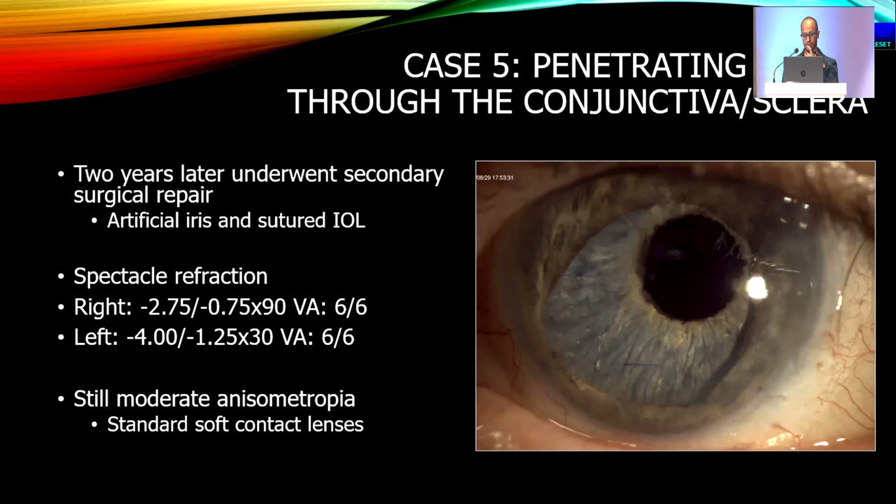So in his case, 6/7.5 once again. In this case, the patient wore the lens for about 2 years, then underwent a secondary surgery, which included a sutured IOL and a sutured artificial iris implant. His refractive error still ended up quite anisometropic, so he's back in soft contact lenses ultimately, but these were standard soft contact lenses.